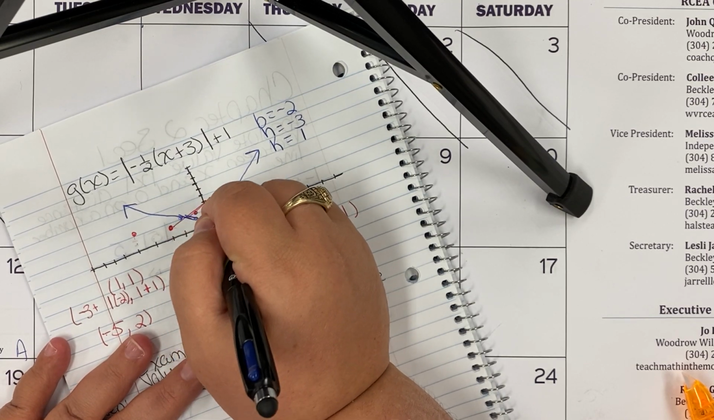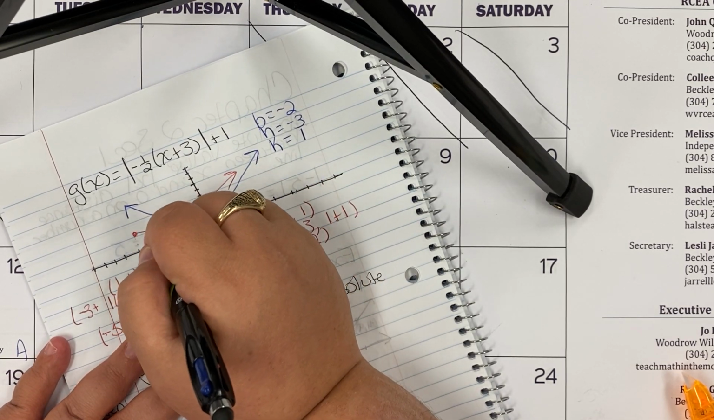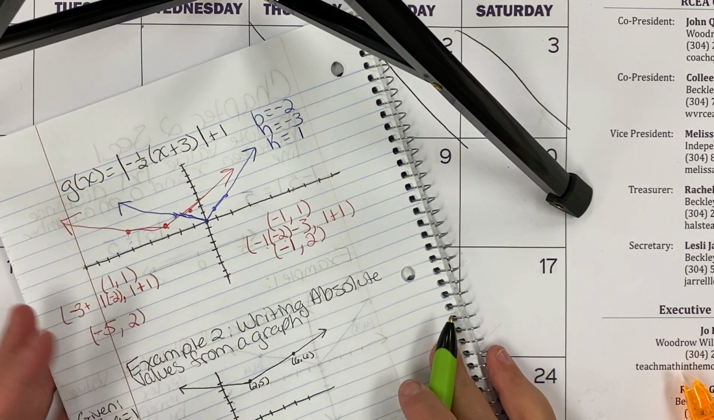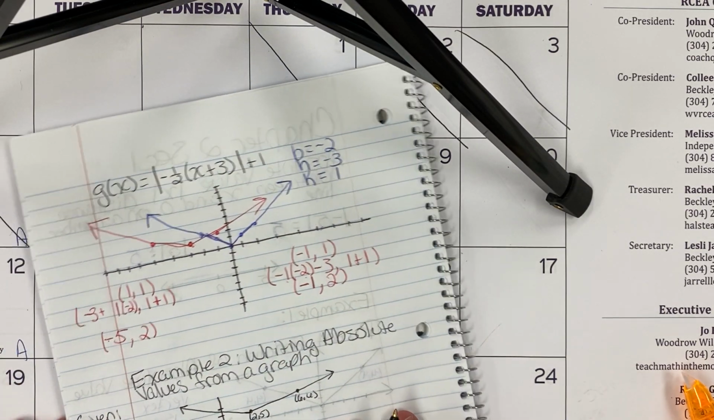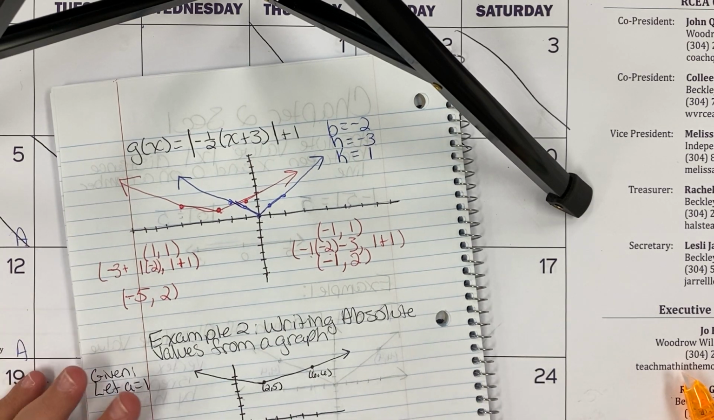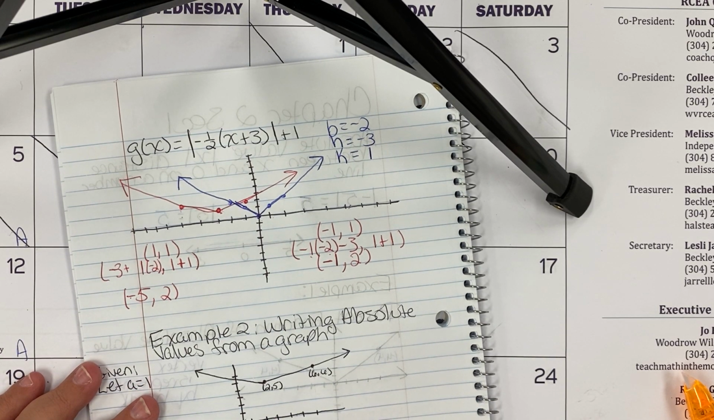So your new function will look something like this. It's going to be spread out more because we are dealing with b, meaning we're going to have the horizontal stretch instead of the vertical stretch. And then we moved our vertex over. And that is how you graph the function.